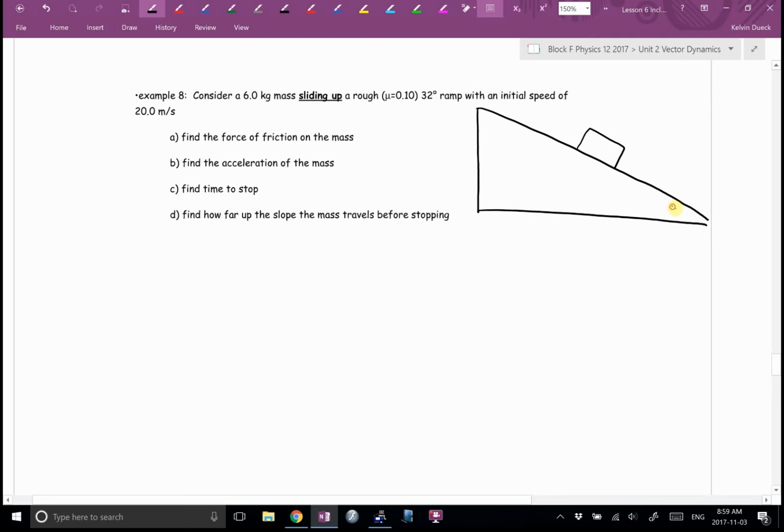32 degrees. Okay. What are the forces acting on this mass? Get the obvious one. mg. That goes on the same side as the pointy part. Pause. Now we're going to break mg up into its components.